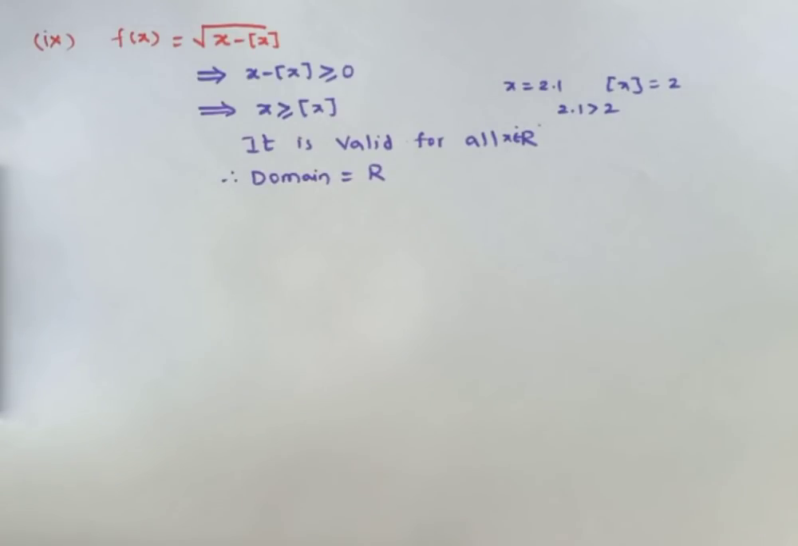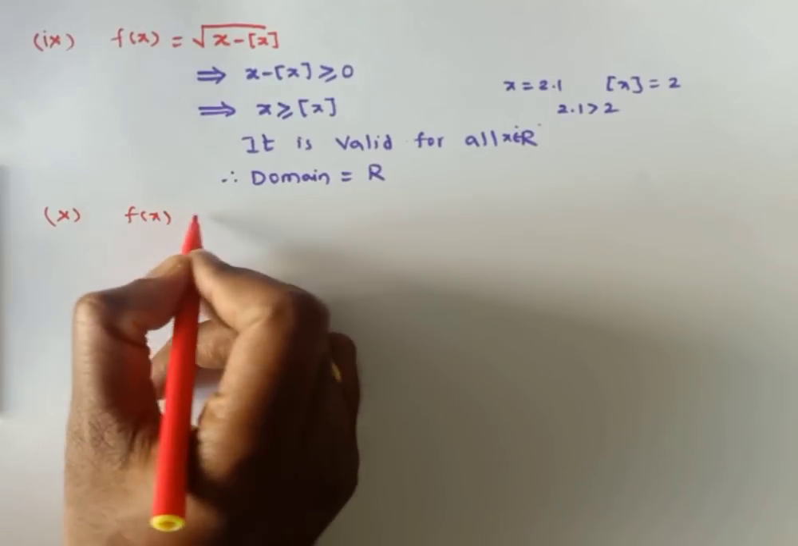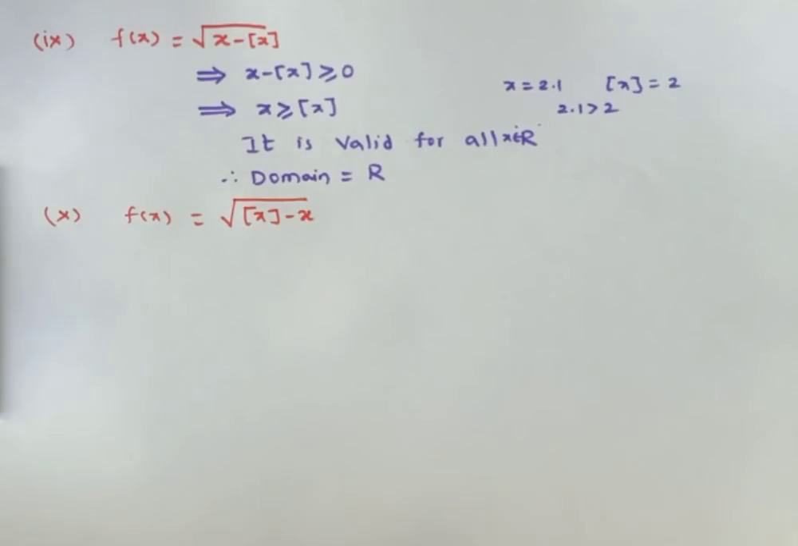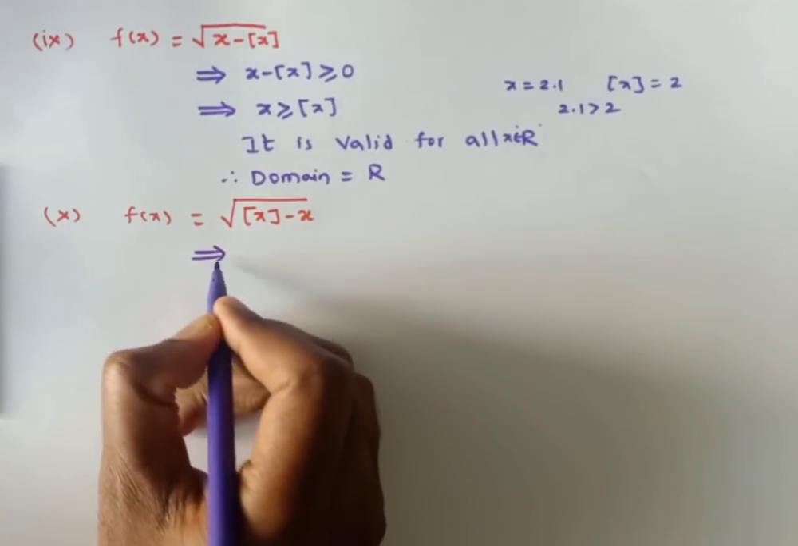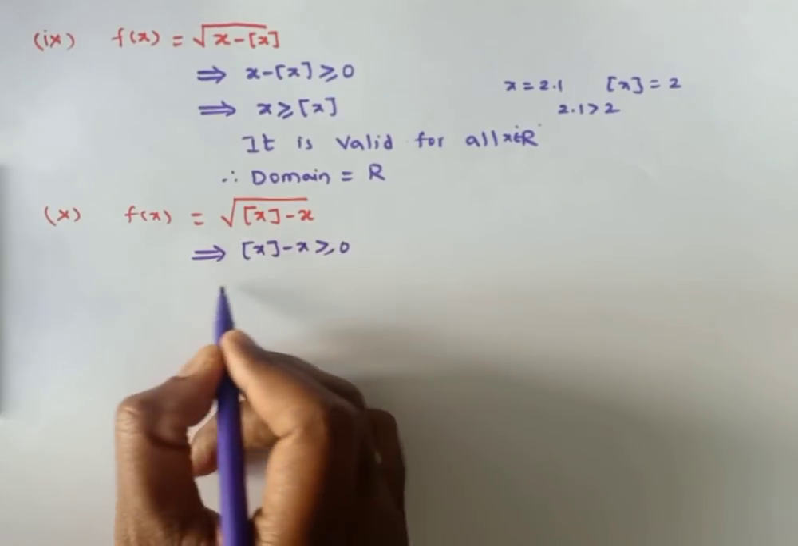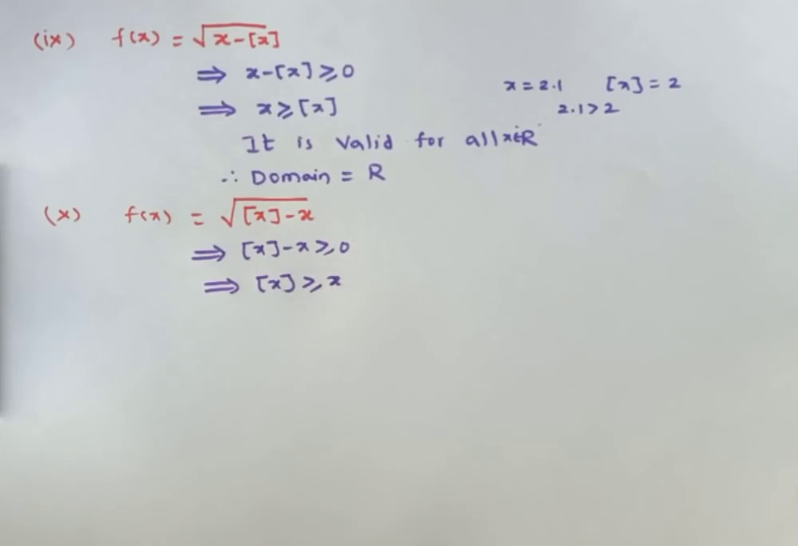So far it is defined for all real numbers. If the problem is like a reverse, means f of x is equal to the square root of step x minus x, then check what happens. Now first of all, the given function is a square root function. So something inside the square root should be greater than or equal to 0. So the basic condition is box x minus x is greater than or equal to 0, right? Now this implies box of x or step x is greater than or equal to x. Now check whether both the conditions are the same or different.